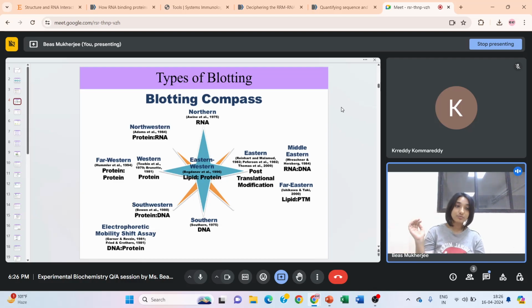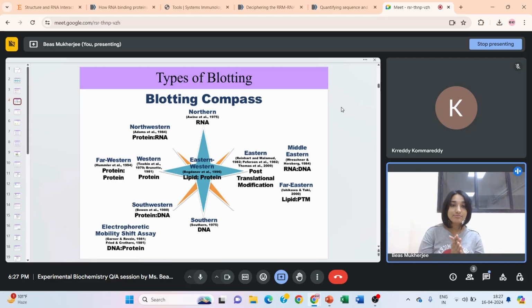We have far western blotting. Far western means protein-protein interaction. Western blotting, protein. Southwestern, protein-DNA interaction. EMSA, once again, protein-DNA interaction studies. And then we have Southern blotting, it's definitely DNA. Eastern-western blotting: Eastern is for lipids, and other post-translational modifications of biomolecules. So lipid and protein, that is Eastern-western.